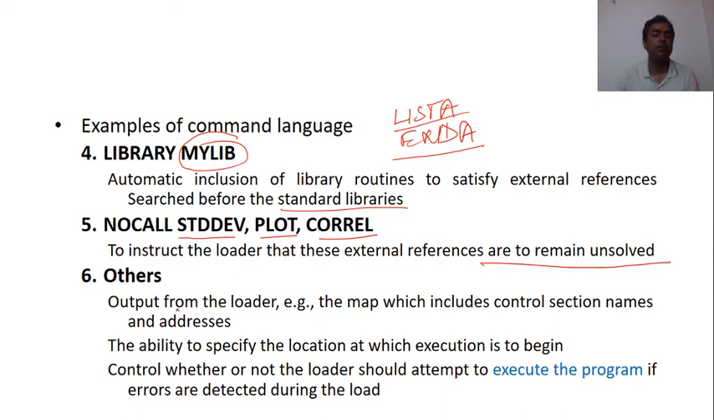Others: there are some commands that provide output from the loader. For example, the load map, which includes control section names and addresses. We can print it; it is provided in some loaders. There is also the ability to specify the location at which execution is to begin.